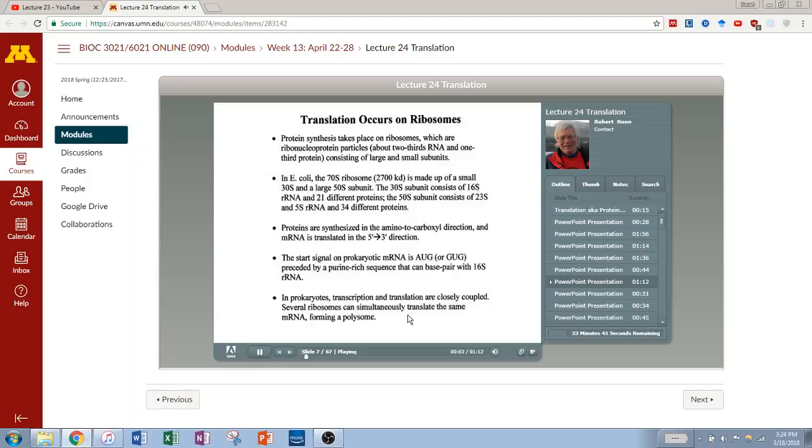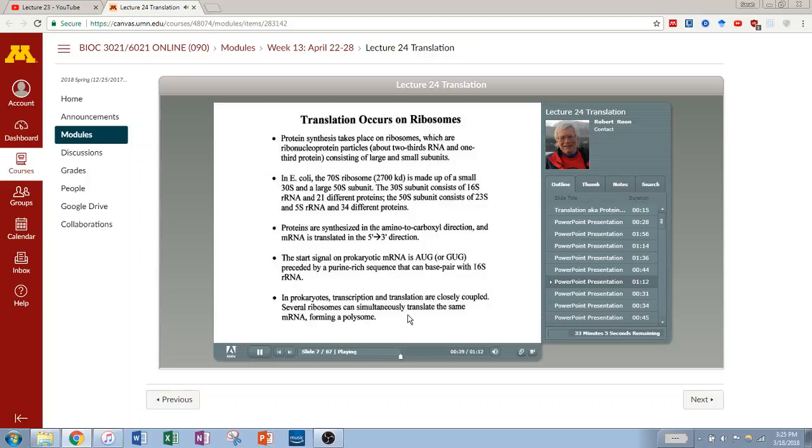Translation takes place on ribosomes, which are ribonucleoprotein particles, about 2/3 RNA and only 1/3 protein, consisting of large and small subunits. In E. coli, the 70S ribosome of 2,700 kilodaltons is made up of a small 30S and a large 50S subunit. The 30S subunit consists of a 16S ribosomal RNA and 21 different proteins. The 50S subunit consists of 23S and 5S ribosomal RNA and 34 different proteins.